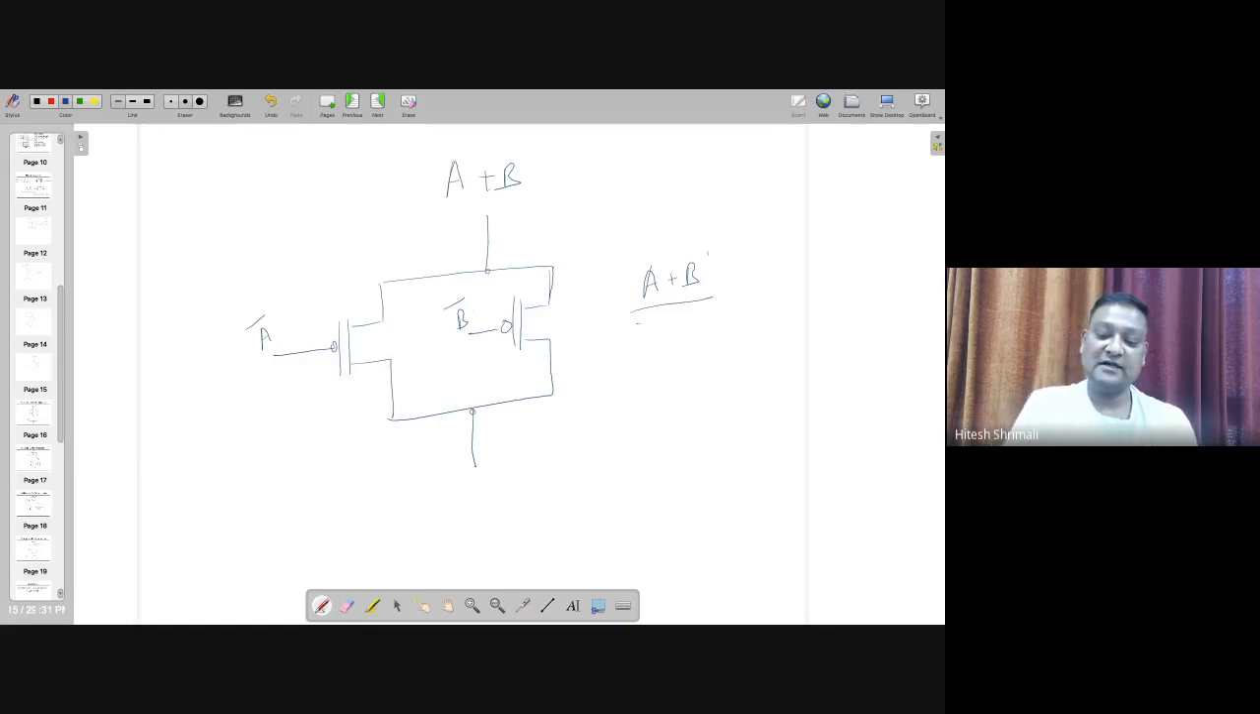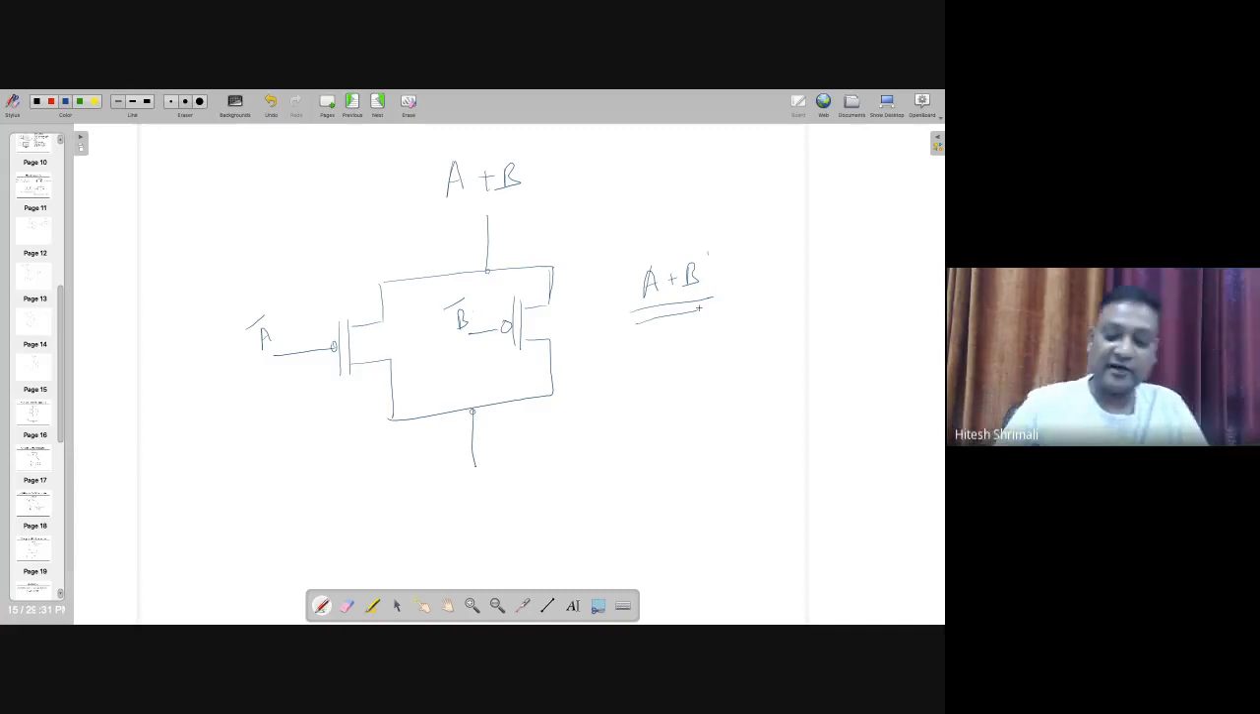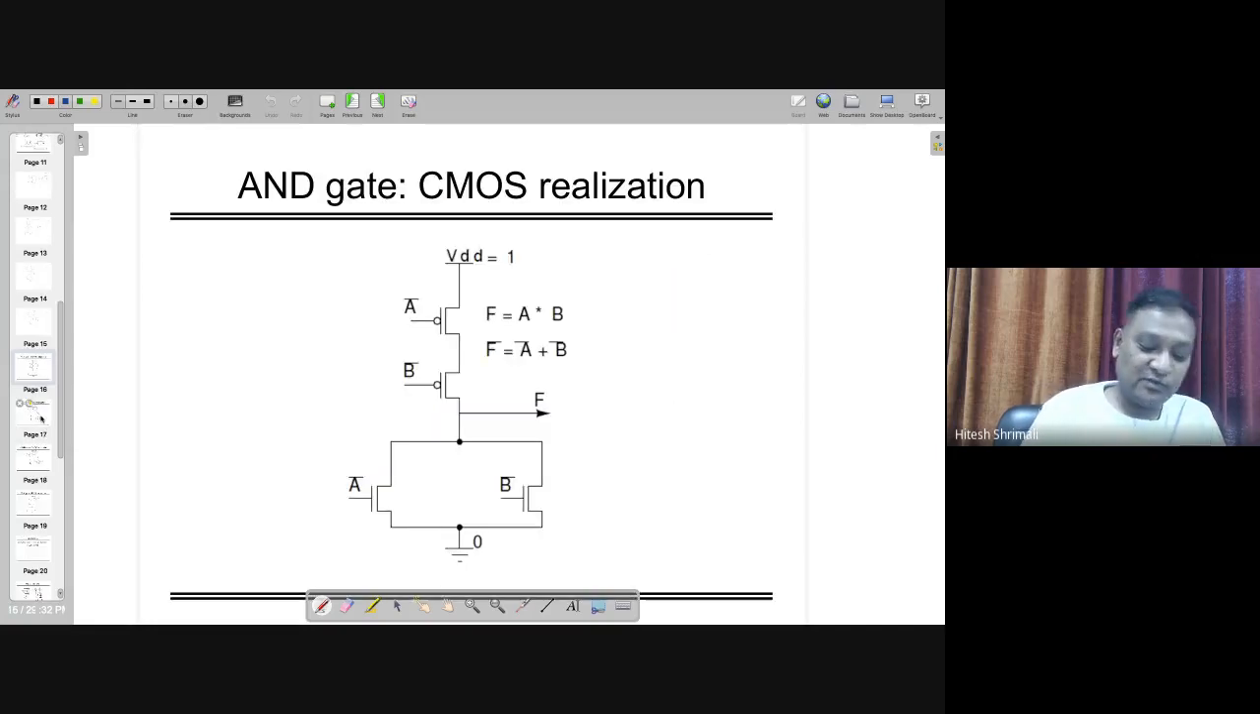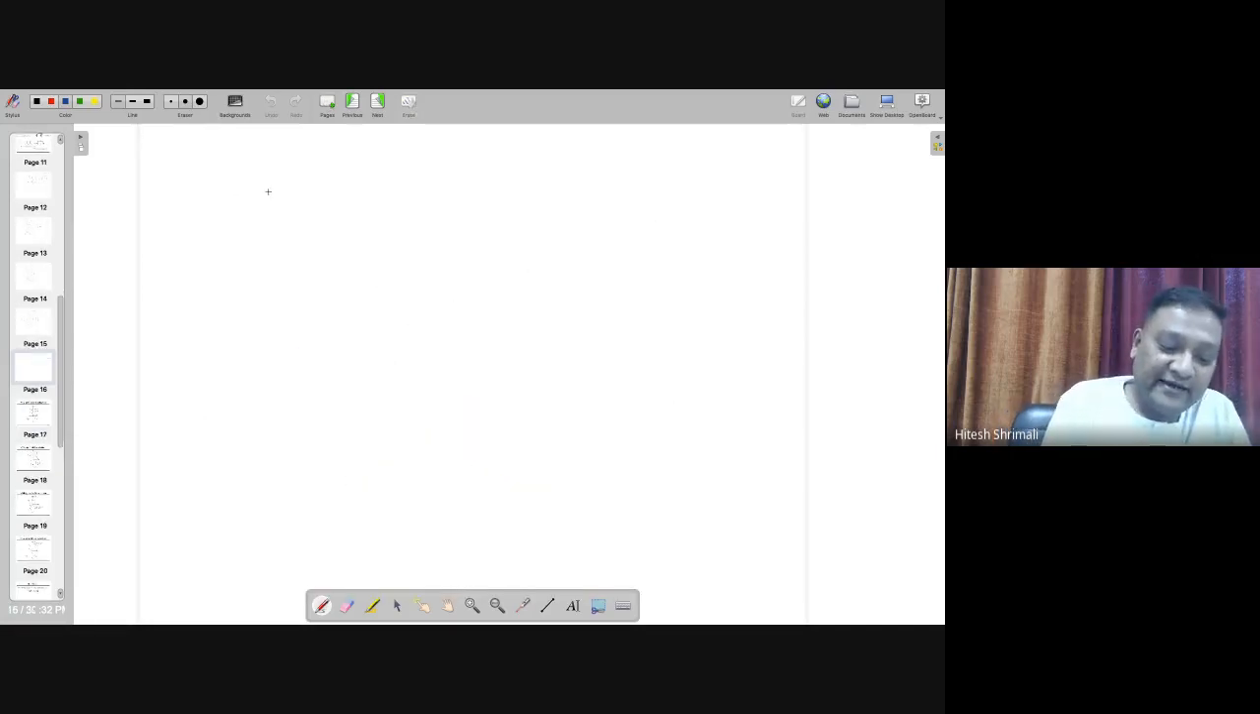So I believe such things you can implement. If you have any doubt, please let me know. I can explain again if there is some problem. No problem, right? Okay. So in that case, let's move to the gate whose name is AND gate.